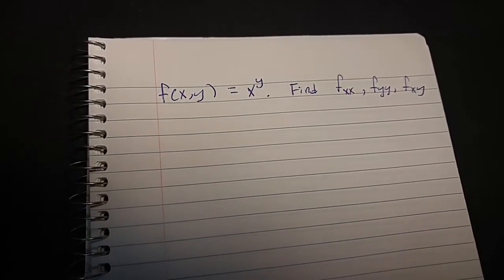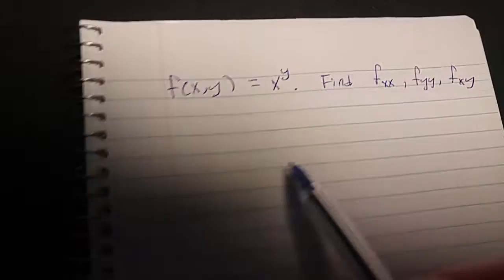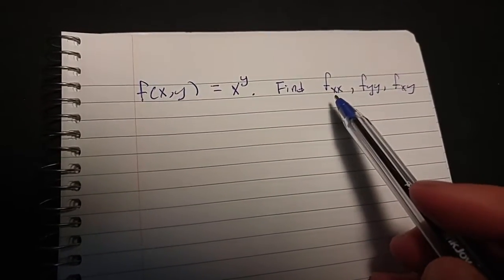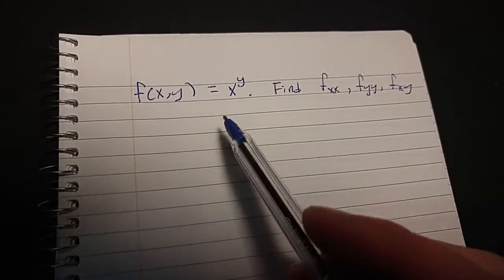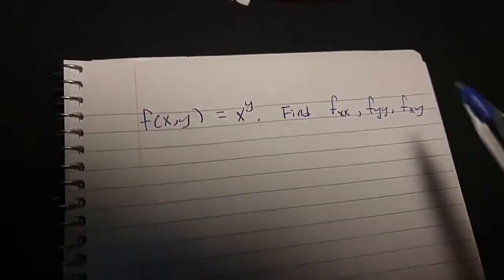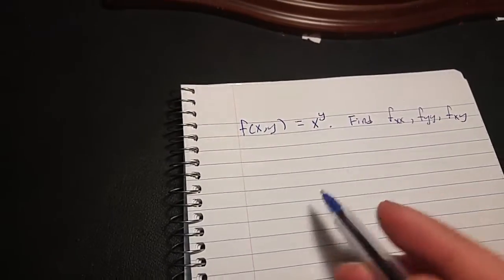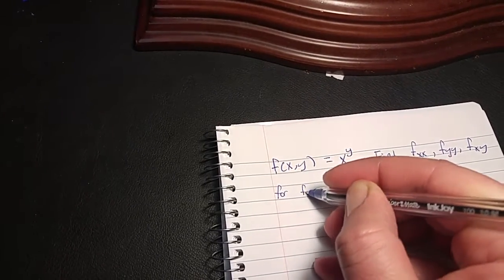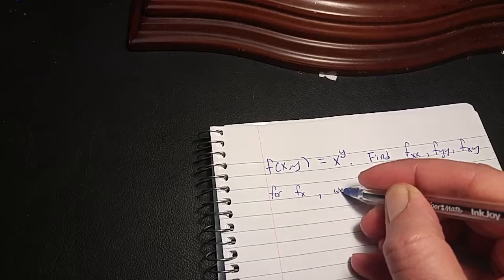Okay, I got a request to look at the solution for this question that asks for the second derivatives of the function x to the power of y, where x and y are independent variables. So for f sub x, we keep y constant.